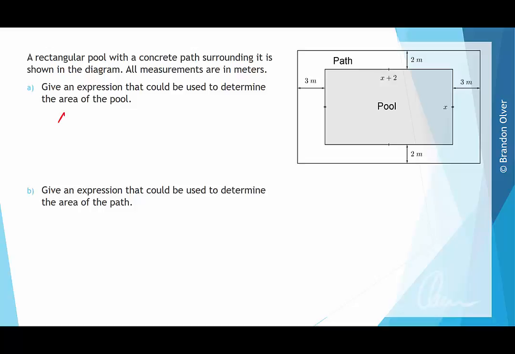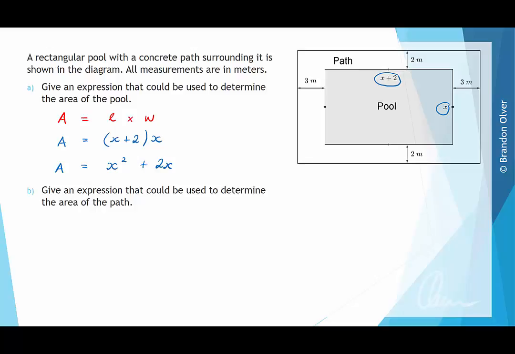As the pool is a rectangle, we know that its area is going to be equal to the length of the rectangle multiplied by the width of the rectangle. Therefore, our area is equal to the length, which is x plus 2, so we have x plus 2, and then it's going to be multiplied by the width, which is x. So if we expand that out, we get that the area is equal to x squared plus 2x.